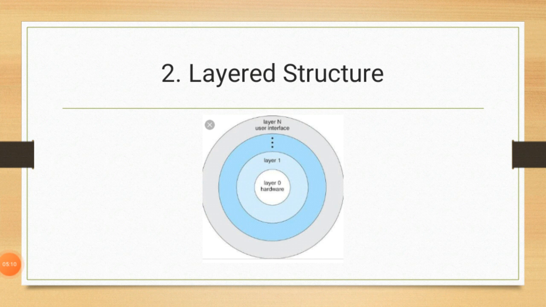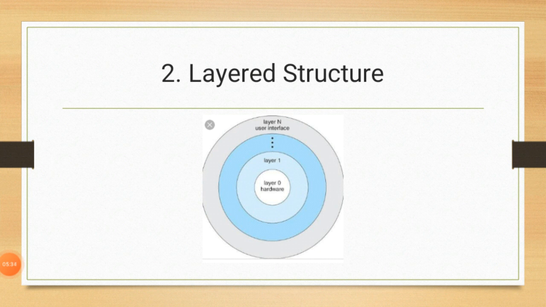According to the diagram, layer 0 performs the functionality related to the hardware. Similarly layer 1 is there, and similarly layer n. The last layer performs the user interaction, or you can say the user interface.